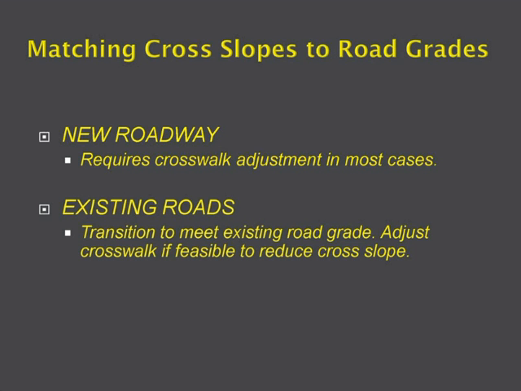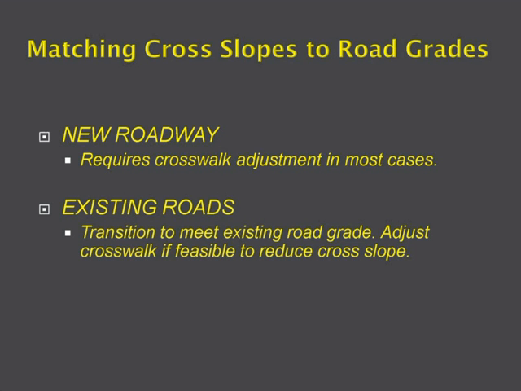Matching cross slopes to crossroads. If you're dumping out a curb ramp into a crossroad, and the crossroad is pretty steep, what happens to the cross slope on the ramp? You've got to meet that road grade at some point. Now, for a new roadway, there's no leeway at all. What you have to do is you have to flatten out the crossing itself. Now, when I say new roadway, I'm talking about a roadway that's originally installed where no roadway was.